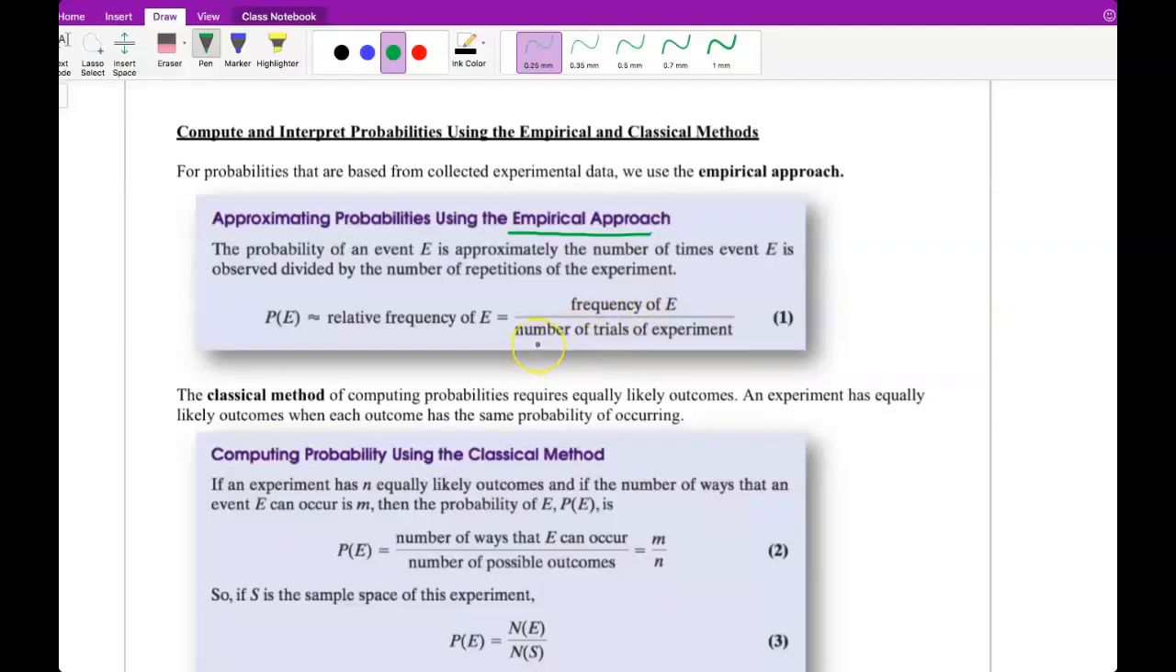So here we have the same thing. The probability of this event is approximately equal to the relative frequency of that event, and that is equal to, on top, the frequency for each event divided by the number of trials of the experiment, which is exactly the same as the sum of the frequencies.